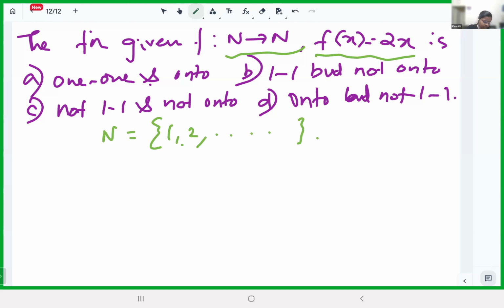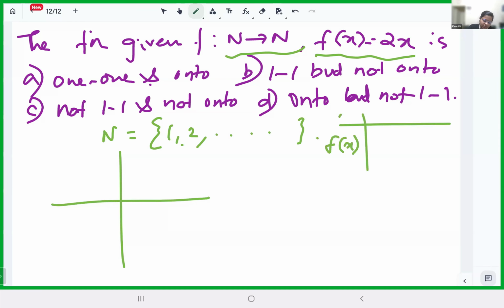In this, you can apply the graphical method also. Here you are given f of x equal to 2x. So if I give the value for x as 1, 1 belongs to the set of natural numbers, so f of x is nothing but 2. If I give 2, it will become 4. So how will the graph of the function be? 0 is not included, and it will be like this. For 1 it will be 2, and for 2 it will be 4, and similarly the graph goes like this.